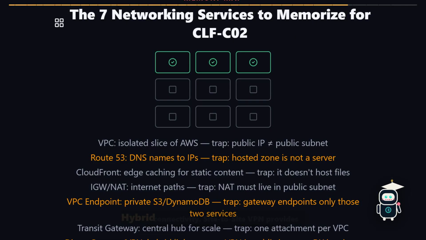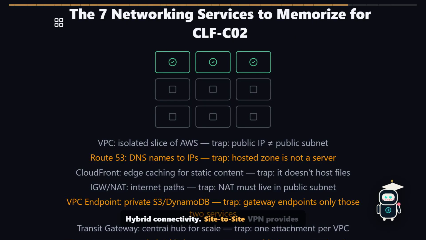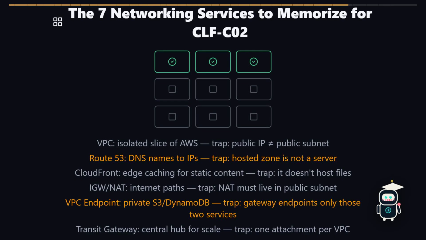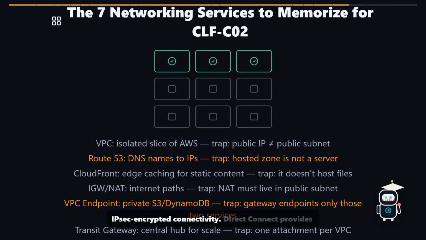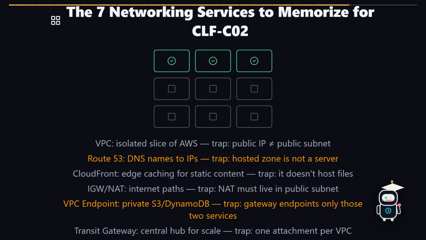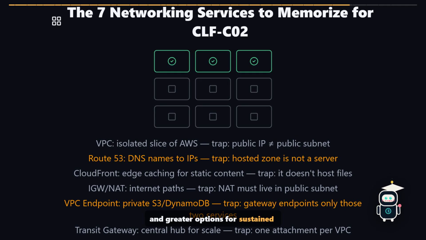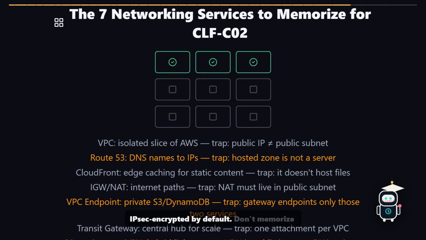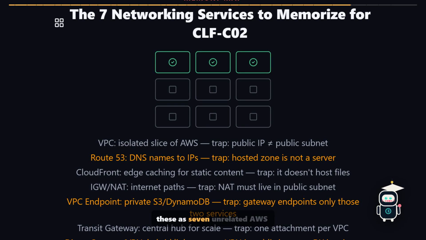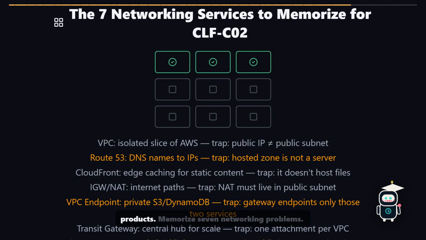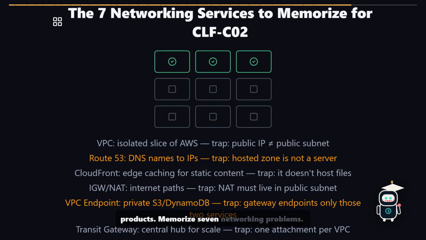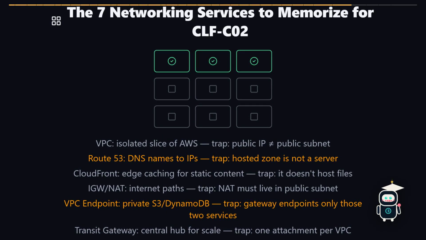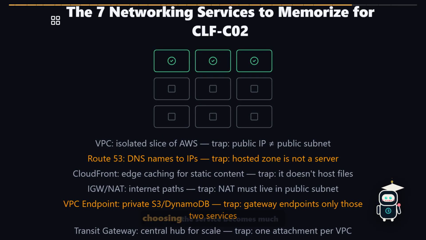Pattern 7. Hybrid connectivity. Site-to-site VPN provides IPsec encrypted connectivity. Direct Connect provides private network connectivity into AWS and greater options for sustained capacity, but it is not IPsec encrypted by default. Don't memorize these as 7 unrelated AWS products. Memorize 7 networking problems. Once you identify the problem, choosing the service becomes much easier.